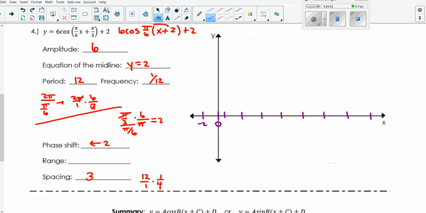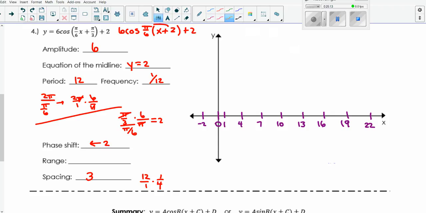So if I'm at -2 and I jump 3, then that puts me to 1. If I jump 3, that puts me to 4. 3 more, 7, 10, 13, 3 more, 16, 19, and 22. Sorry, I thought I was making it easier. I definitely made it harder.